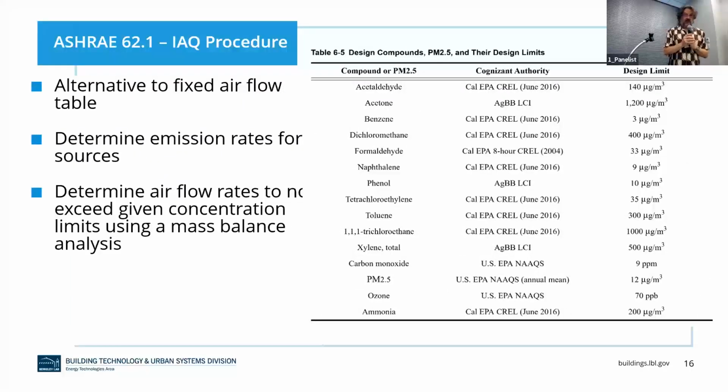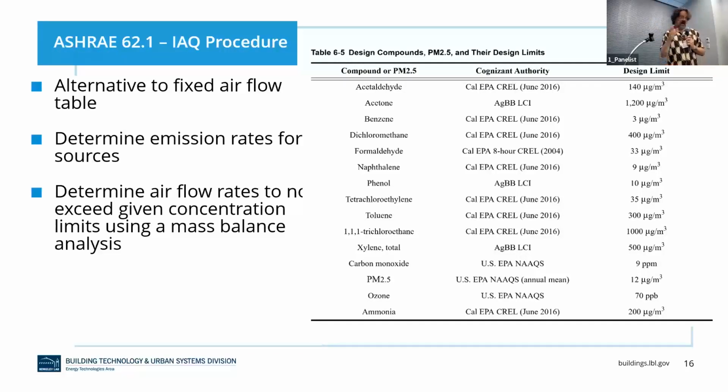There's also something called the indoor air quality procedure. So rather than specifying you must have this airflow rate, this is a procedure that looks at different contaminants. And if you have an emission rate, you can calculate an airflow that's required to keep your contaminant below a certain level. So there are tables that contain various contaminants here with some design limits. That's the design criteria that you must meet. And you have to design a ventilation system that will keep the contaminants below these levels in the table.